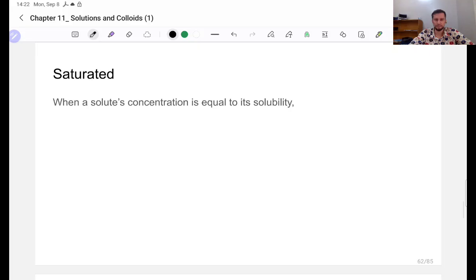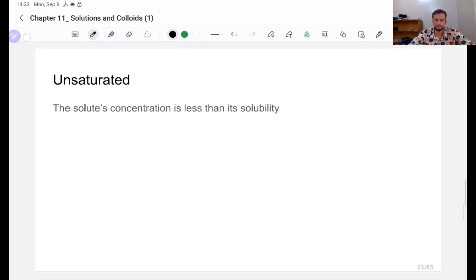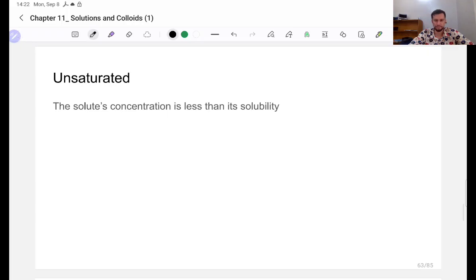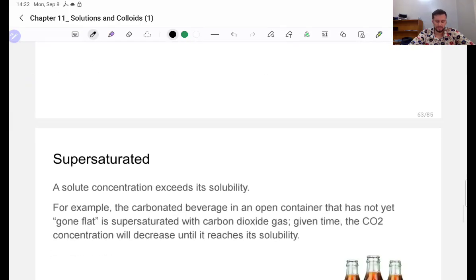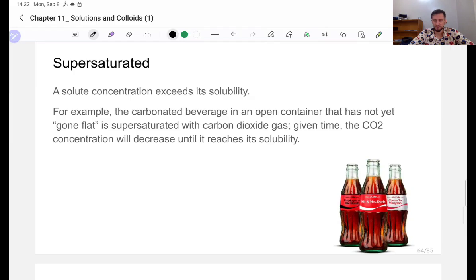Something is saturated when a solute's concentration is equal to its solubility. In other words, it can't get any more concentrated than that. If you added any more, it would just go to the bottom of the container and sit there. And unsaturated just means you could add more because the maximum solubility has not been reached. Supersaturated is when something exceeds its normal solubility.